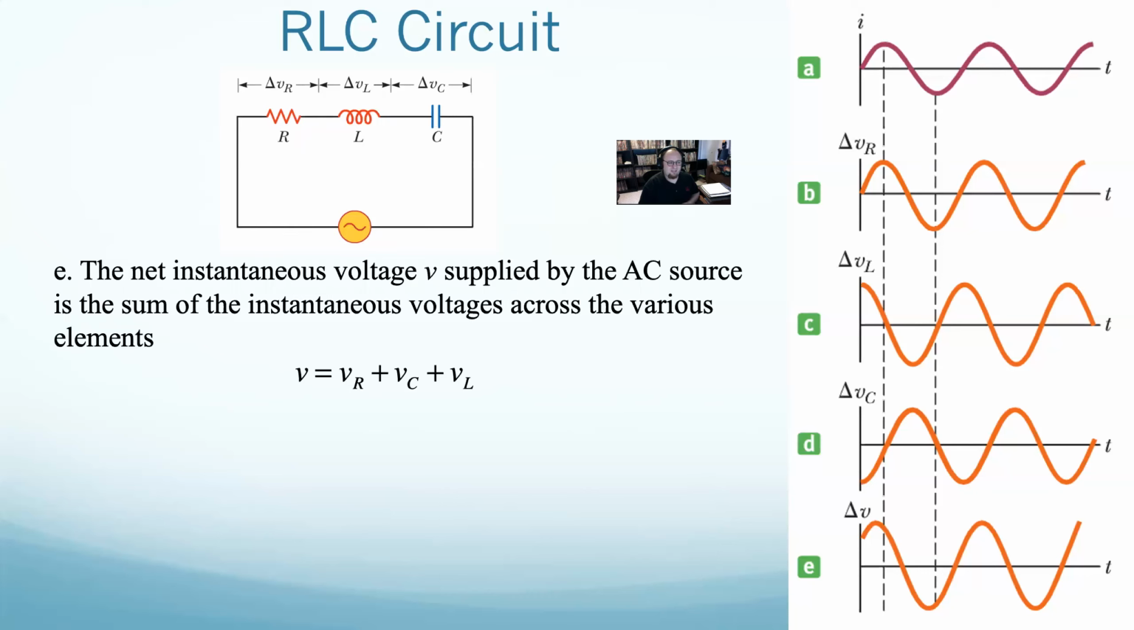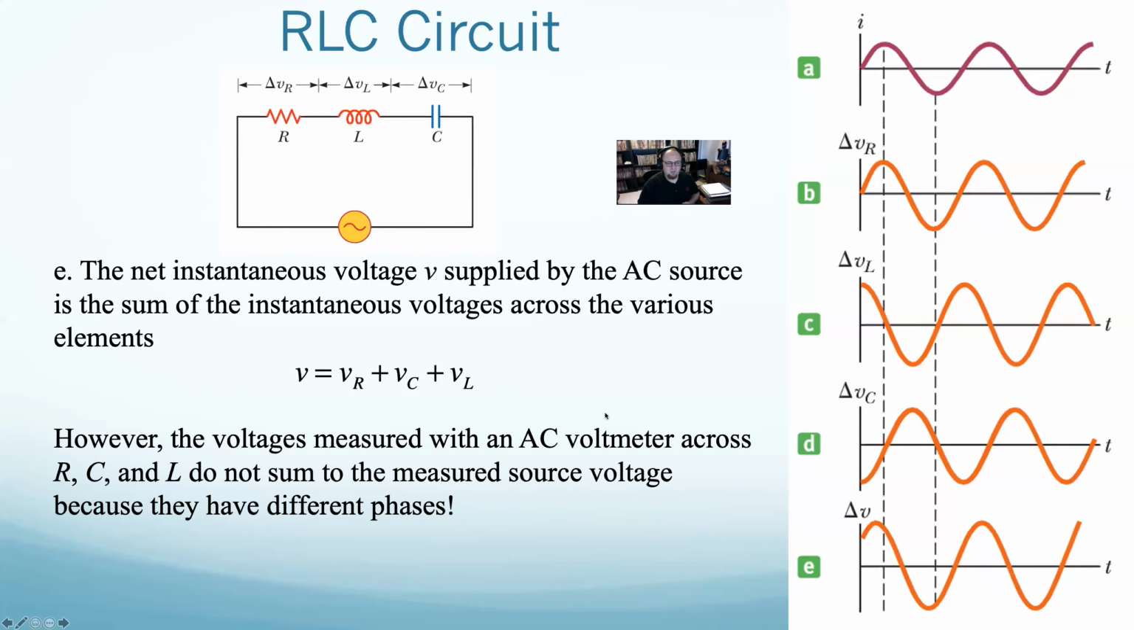But here's the weird thing. If you find the voltage with an AC voltmeter on R, then find one on C, then add one on L, that won't necessarily equal the voltage of the battery. You think it would, by Kirchhoff's loop rule: if I go through the loop, the voltage drop over R plus the voltage drop over L plus the voltage drop over C must be the voltage of the battery. And logically, it should be.